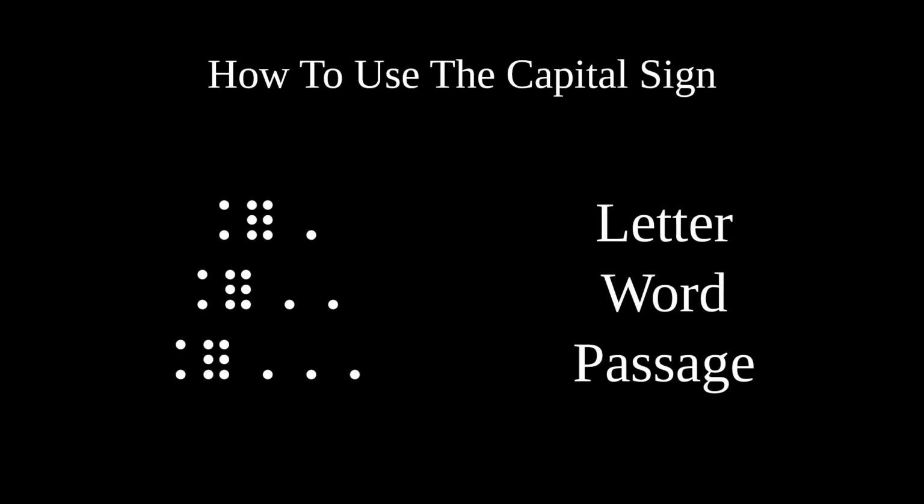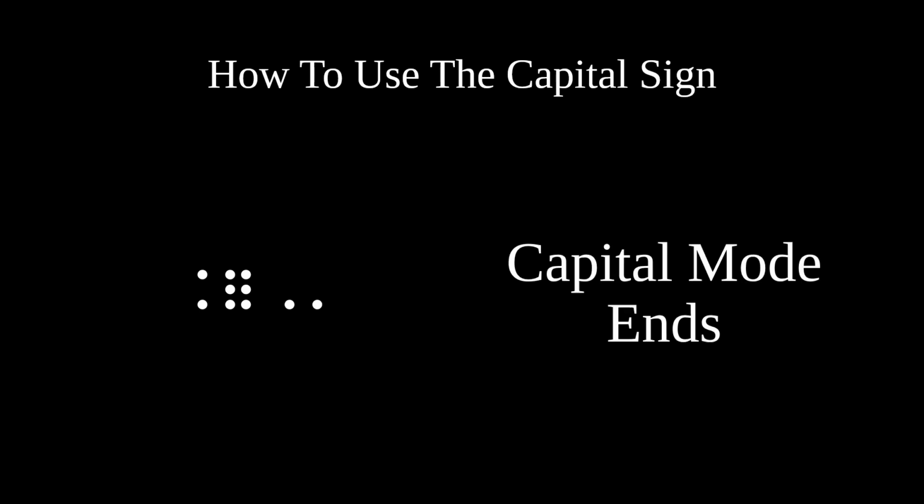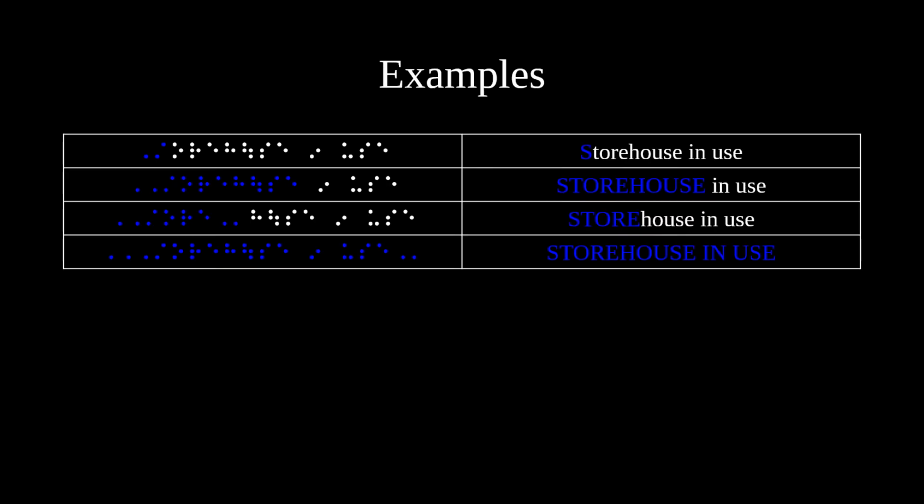To capitalize one letter, put one capital sign before it. To capitalize an entire word, put two capital signs before it. Finally, put three capital signs to capitalize everything after them. To go back to using lowercase letters, use the capital mode terminator, which consists of the capital sign followed by the apostrophe cell. Here are 4 examples of proper usage of the capital sign.